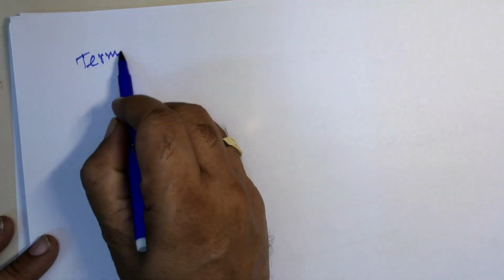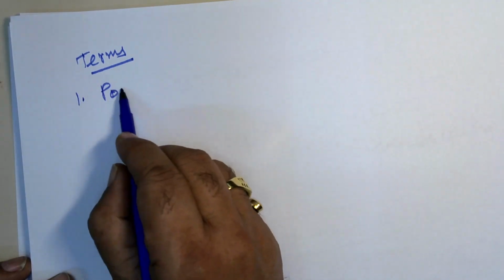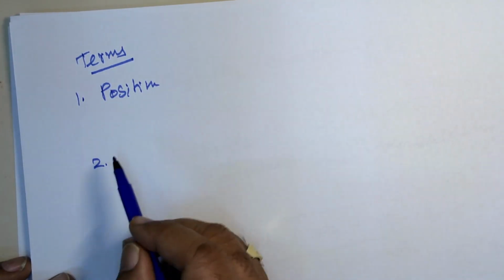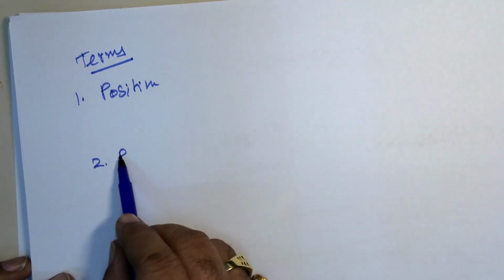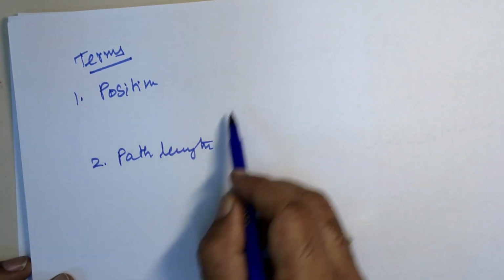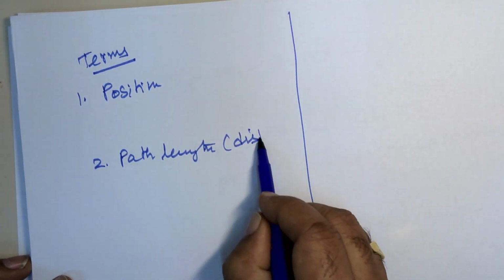Important terms associated with the motion. Let me discuss once again. 1. Position. 2. Path length. Path length, that is distance.